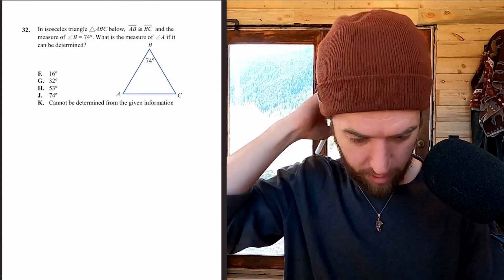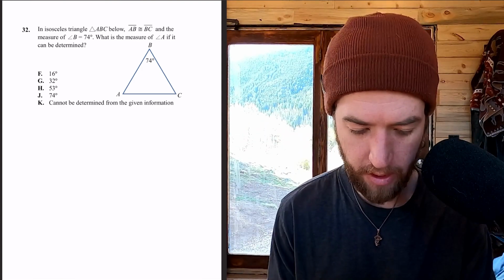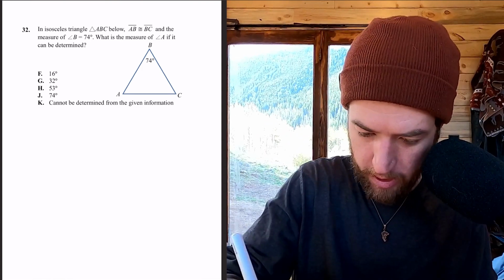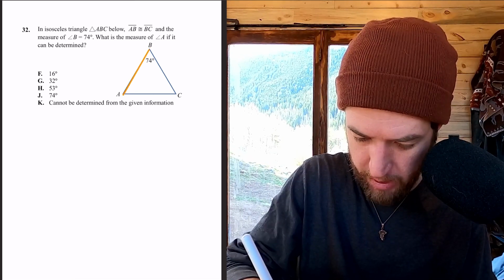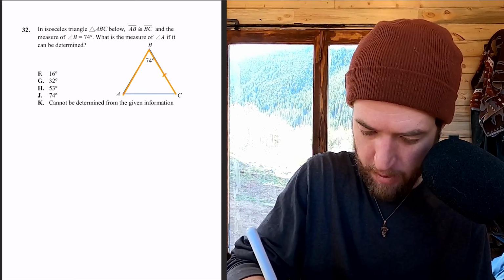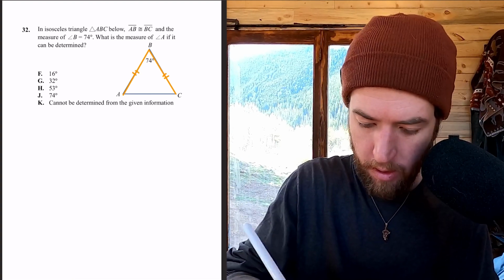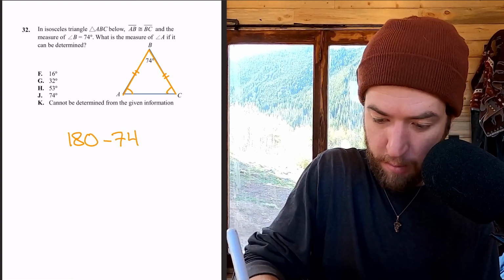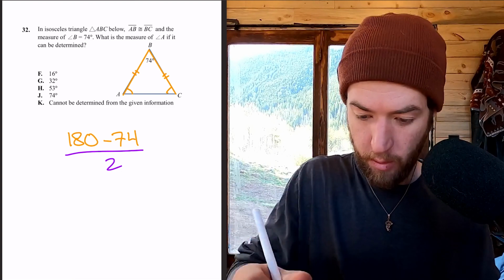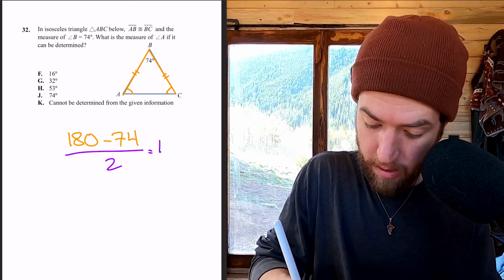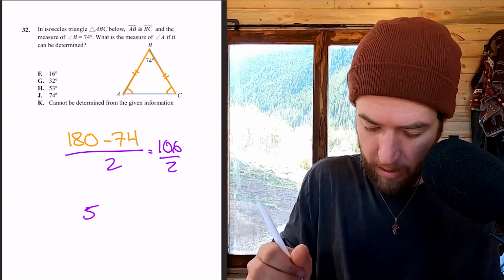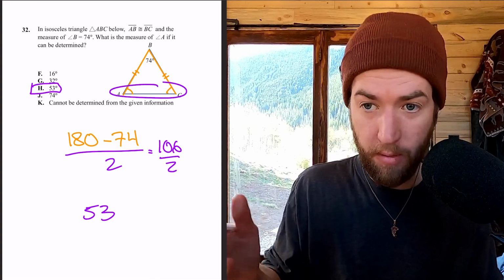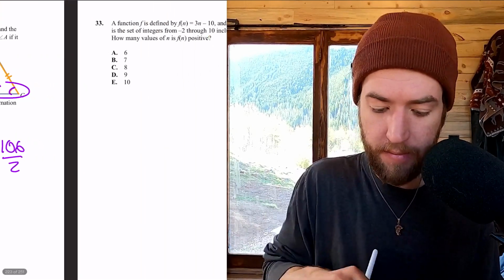An isosceles triangle ABC below. AB is congruent to BC and the measure of B is 74 degrees. What is the measure of A if it can be determined? So they're telling us that AB is congruent to BC. So these two are the same. So we have an isosceles triangle, which means that these two angles here are 180 minus 74, but we have to split it in two because there's two of them. So 180 minus 74 is 106. Over 2 is 53 each. 53 degrees each. 106 to split, 53 individually. Okay, on to the next.